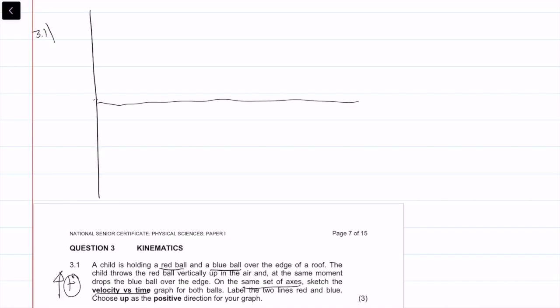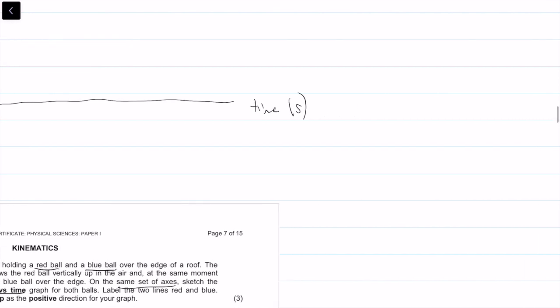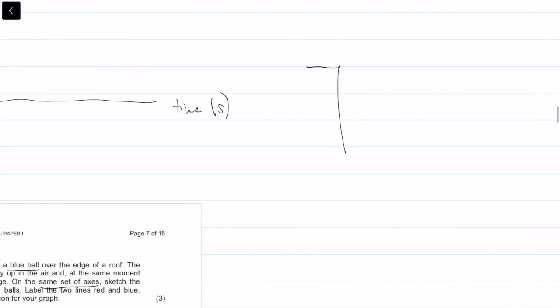So we have our velocity in meters per second and our time in seconds. Let's think of what the scenario is, or what's happening here. We know there is a child on top of a building, or on top of a roof or something, and we know that he throws the red ball vertically upwards. Let's say this child has long arms. He throws one ball vertically upwards, and the other ball he drops. So the blue ball he drops, and the red ball he throws vertically upwards.